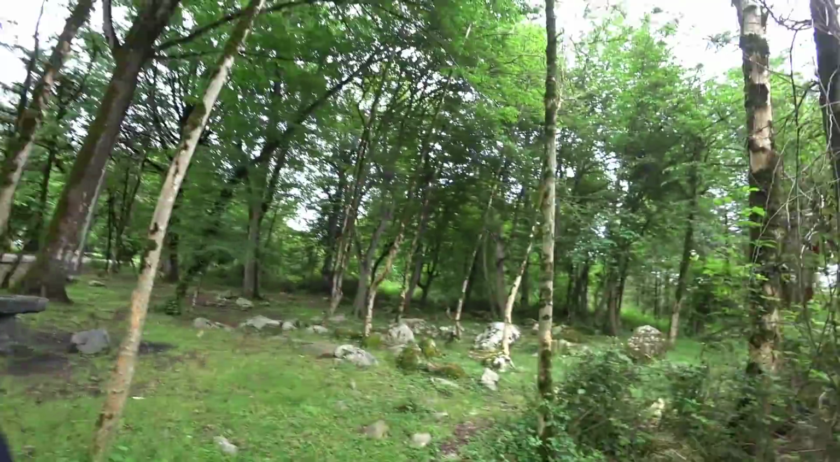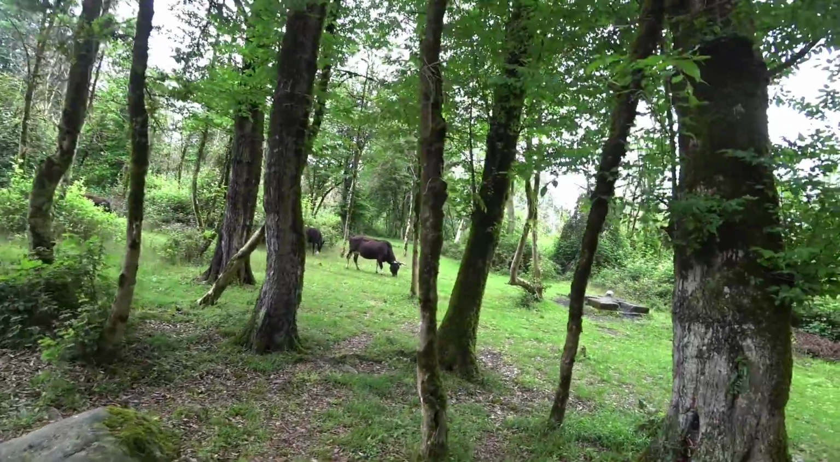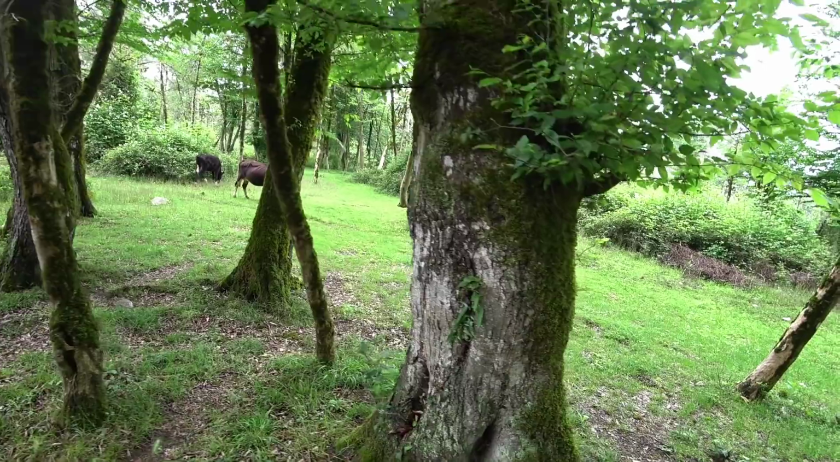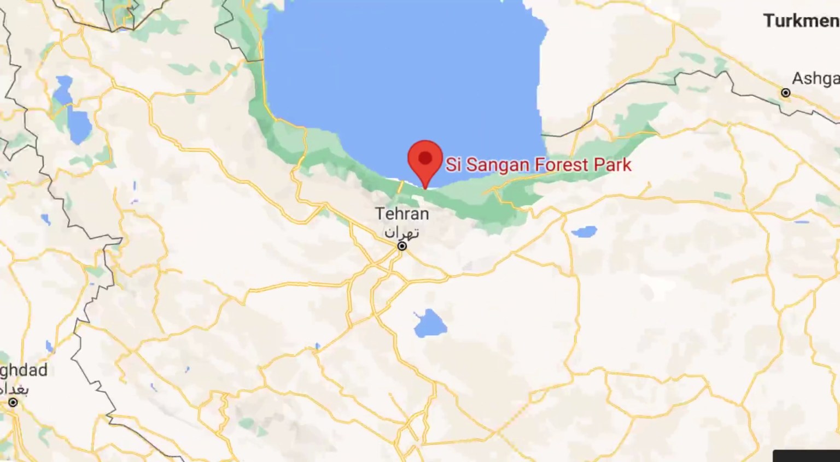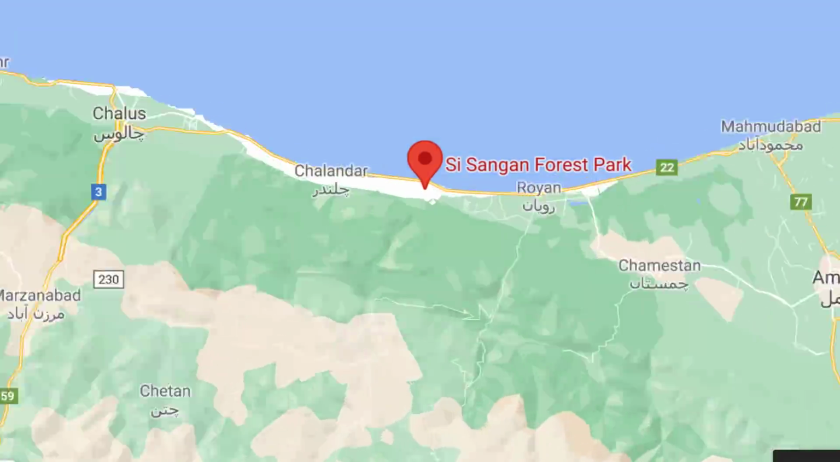Guys, I got to tell you, this place is really relaxing. I would highly recommend, if you come to Iran, even just visiting, come to this place in the north of Iran. It's called Sisangan Jungle, or Sisangan Forest. Over here in Persia, in Iran, they call forests jungle. But anyway, whatever it is, come and visit this place.